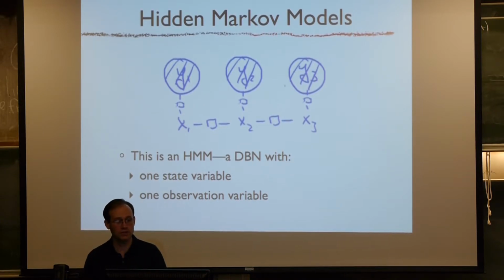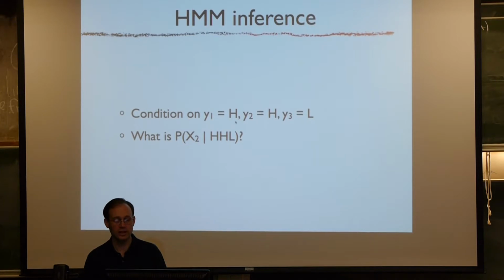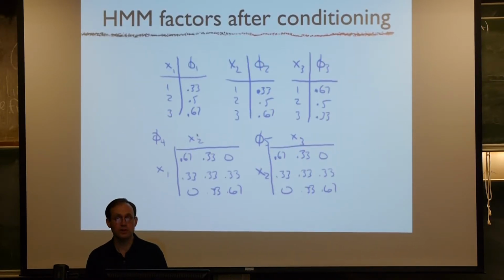So you have one observation variable, one state variable, and they're connected across adjacent time slices. And we can write down potentials. So this is the conditional probability of xt plus 1 given xt, the conditional probability of yt given xt. We can do something like condition on observing HHL and ask a question like, what's the marginal probability of the second state variable? I'm not going to go through this, but this should all look fairly familiar. We just write down the potentials.